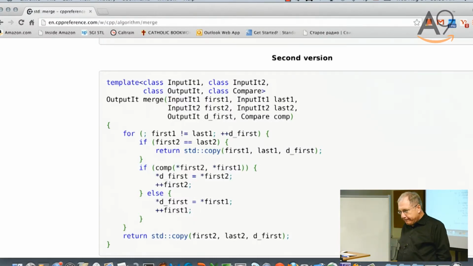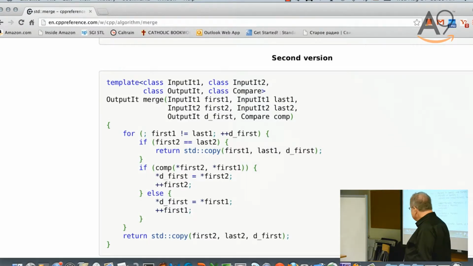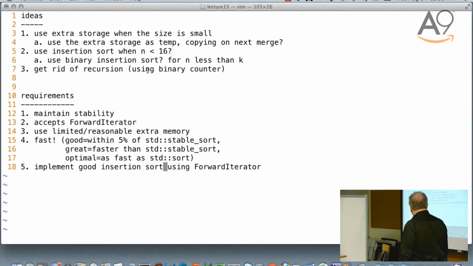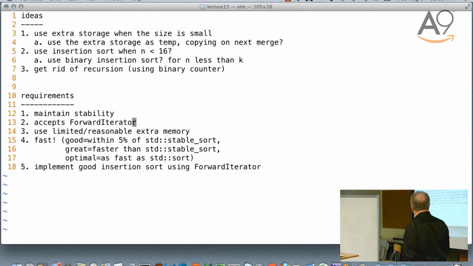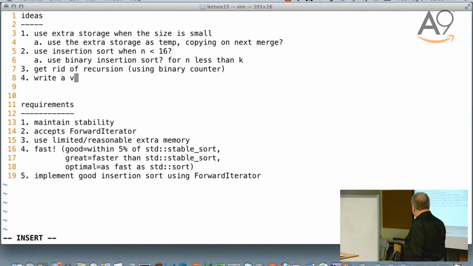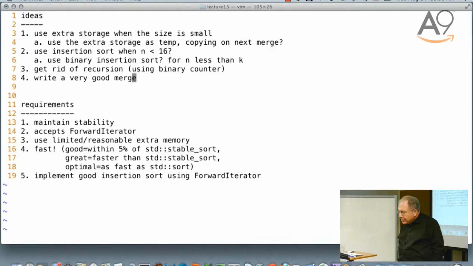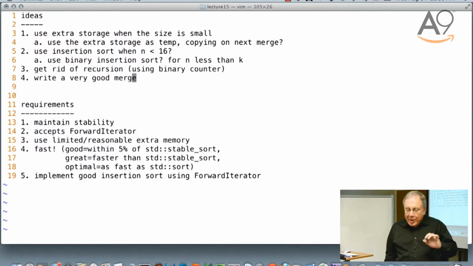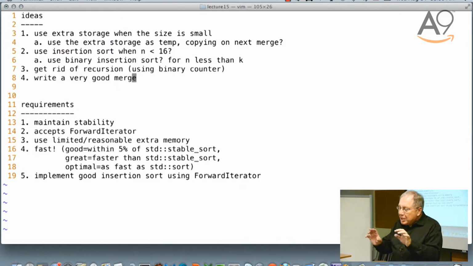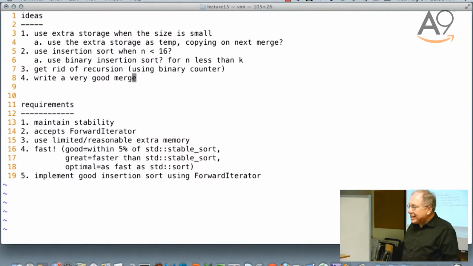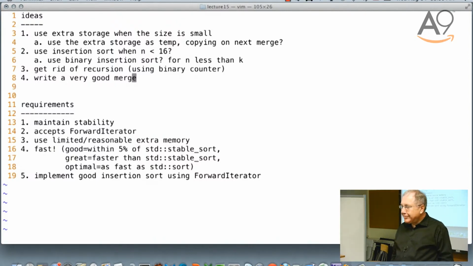By the way, could we go back to the ideas? So write a very good merge. I would put it as number 4. And then you see we have this in-place merge. So how are we going to abandon this idea completely, of in-place merge?